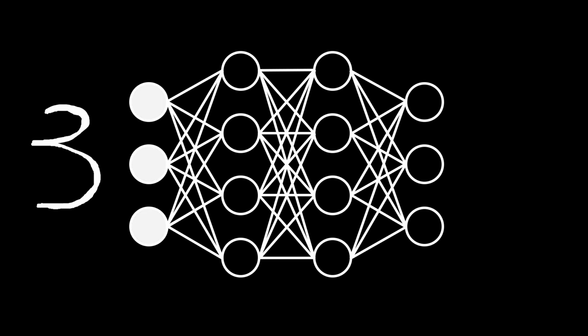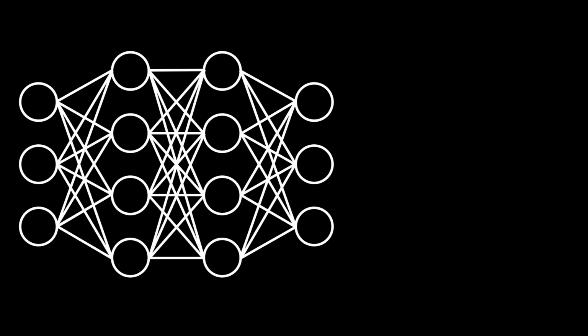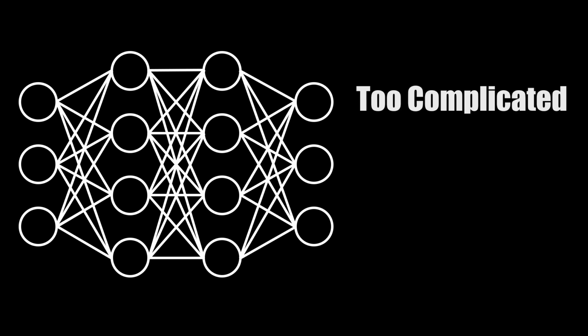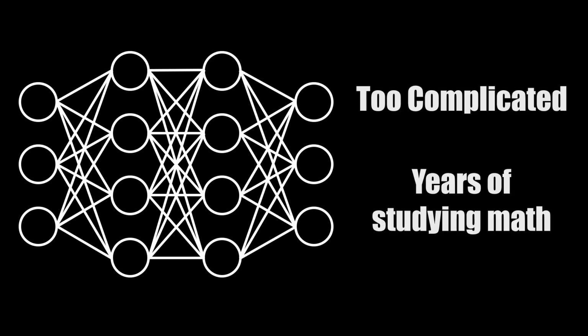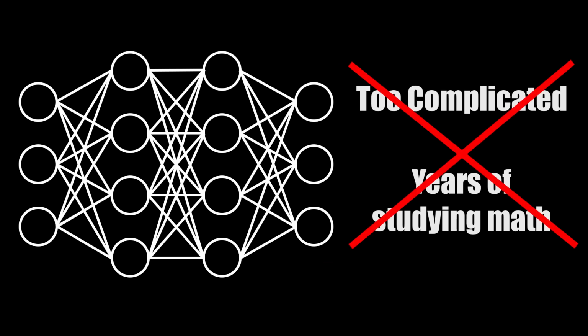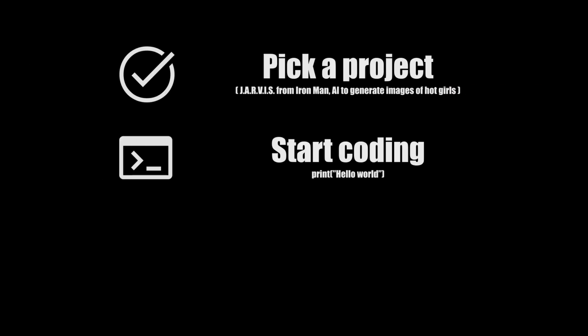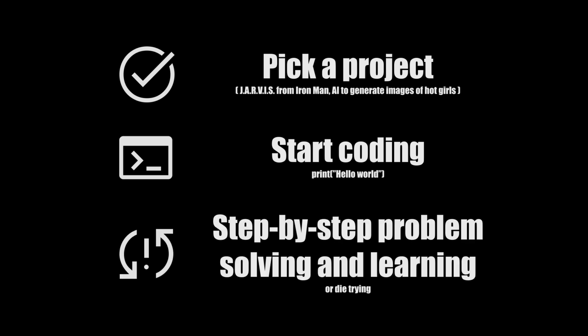In this video, I'm building a neural network that can recognize handwritten digits. And you might think that neural networks are way too complicated and that you need to spend years studying math and other complex topics before you can even start. But that's not true. You can just pick a project, start coding, and figure things out along the way. Step by step, you'll solve problems and learn everything you need.